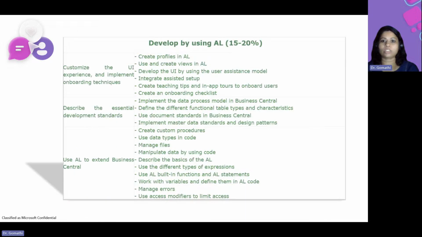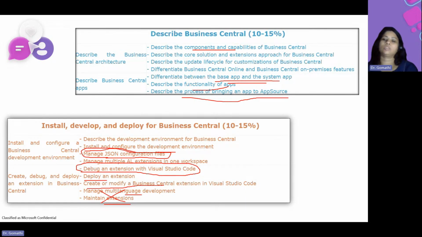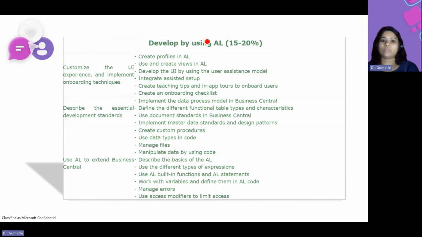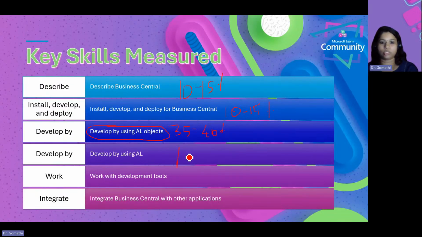The AL objects have a big importance in this particular exam. And next comes develop using AL, which is 15 to 20 percentage. So here you can see this is 15 to 20 percentage. So I gave importance to these two first.